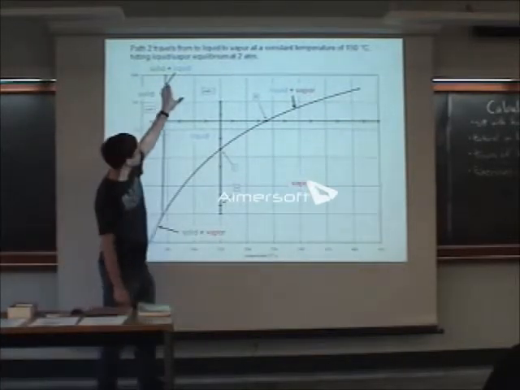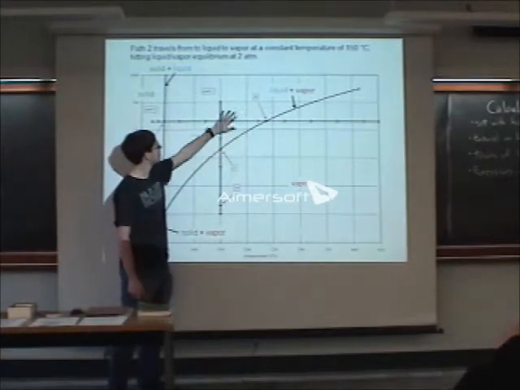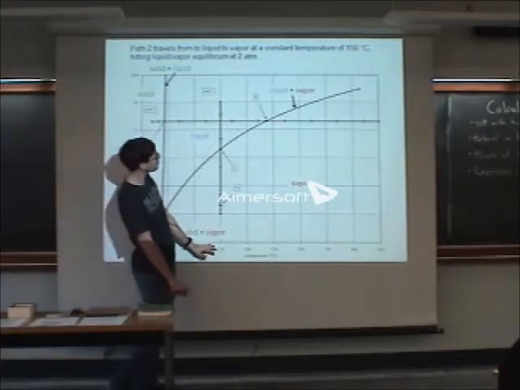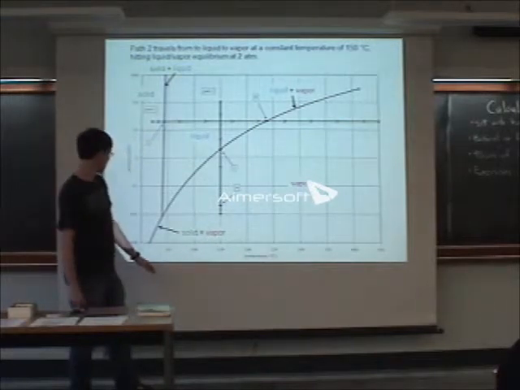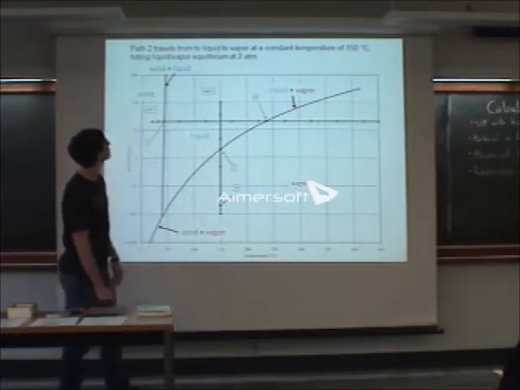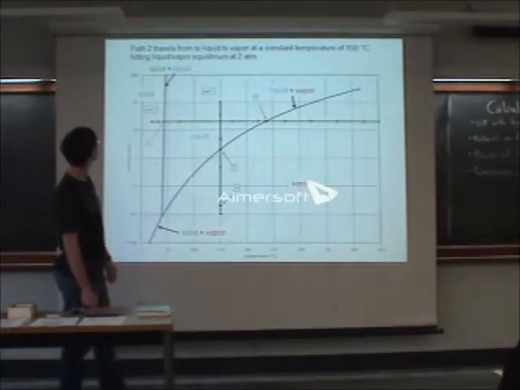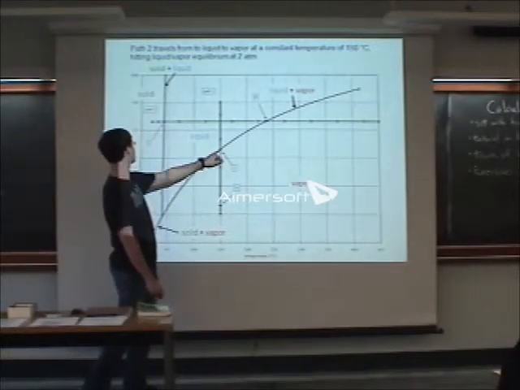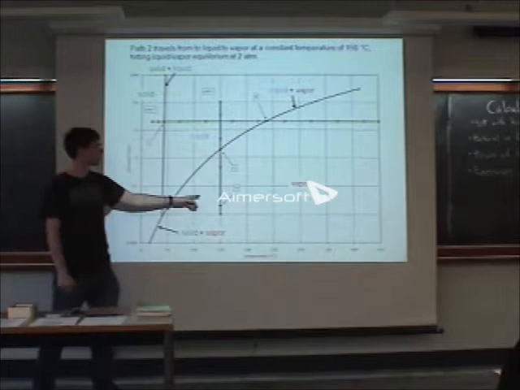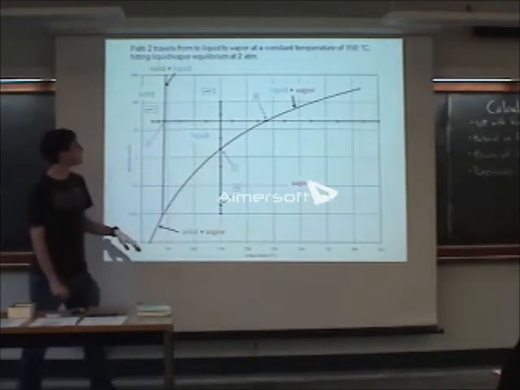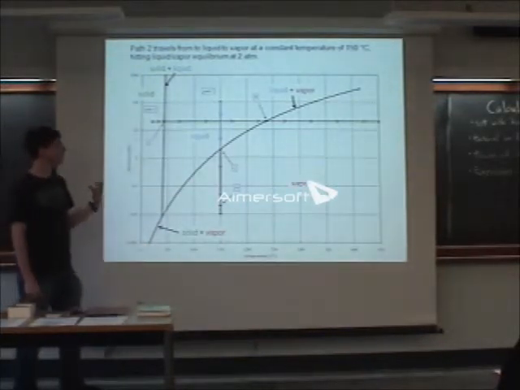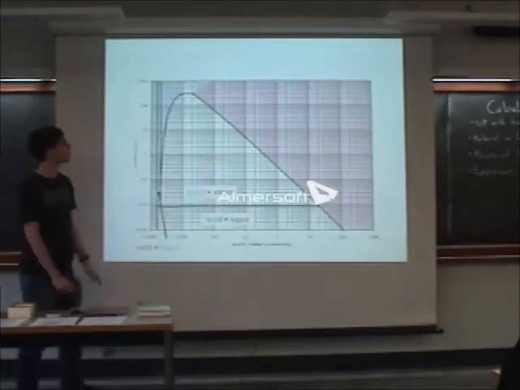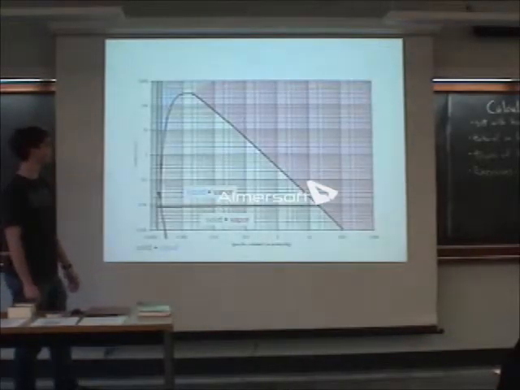So we know path 2 starts with the liquid, where this is our liquid region. And it goes down at a constant temperature of 150 degrees C until it gets to the liquid-vapor equilibrium at 2 atmospheres, and then it keeps going. So once again, let's note these key landmarks. We have a section in the liquid, and we have a section in the vapor. So now let's come back to our other diagram.